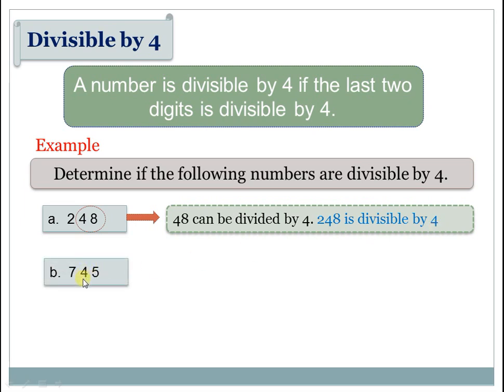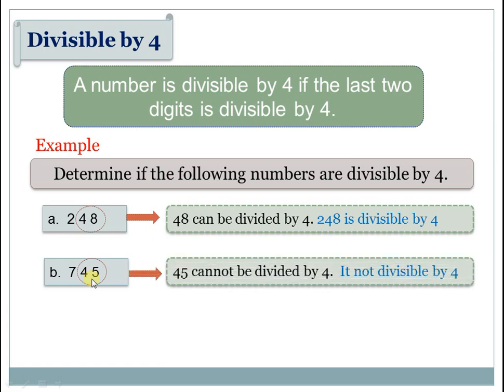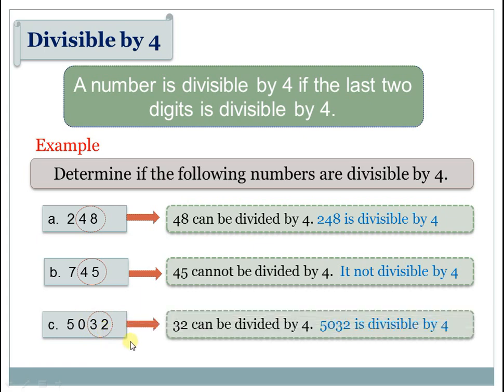What about this one? Can 45 be divided by 4 without remainder? The answer is no. Therefore, we could say that 745 is not divisible by 4. What about 5032? Again, let's take the last two digits. So can you divide 32 by 4? The answer is yes. Therefore, we can say that 5032 is divisible by 4.